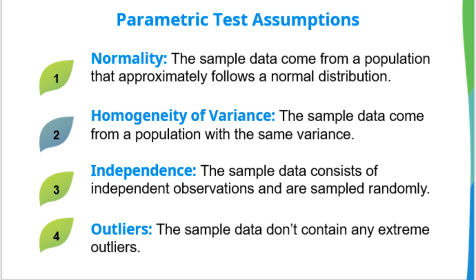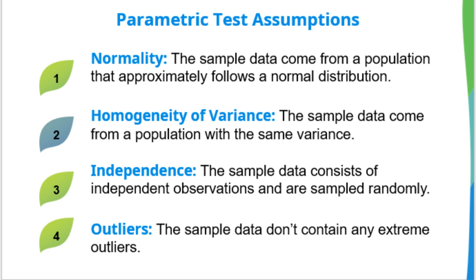This is talking about samples that come from a population with the same variance. They have the same variance. This is very important before we can go further for any parametric test. And we also have the test of independence. The sample data consists of independent observations and is sampled randomly. All right, so this is very important.